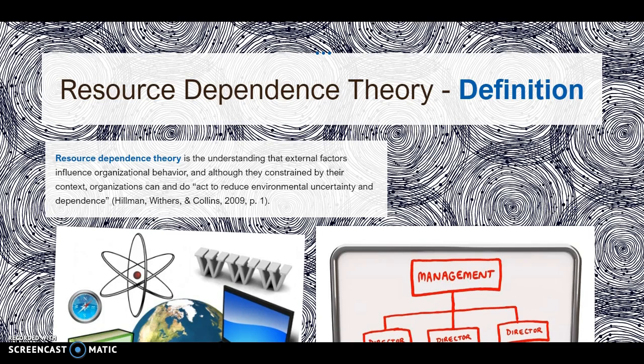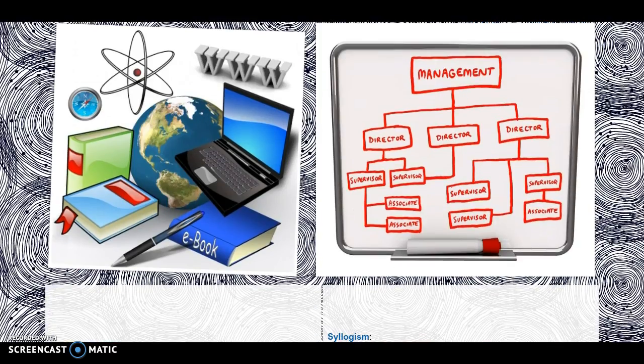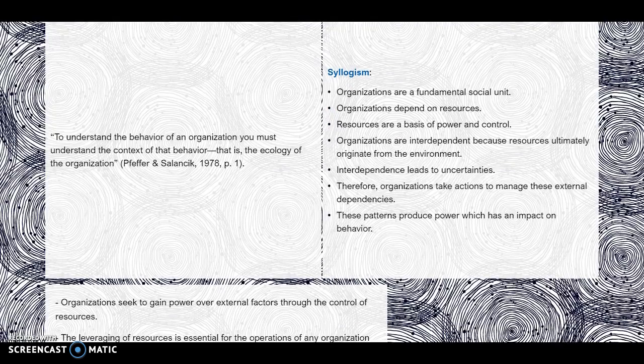For example, an organization with only a single supplier is probably more dependent than those with multiple suppliers. The authors state that to understand the behavior of an organization, you must understand the context of that behavior, that is, the ecology of a system.